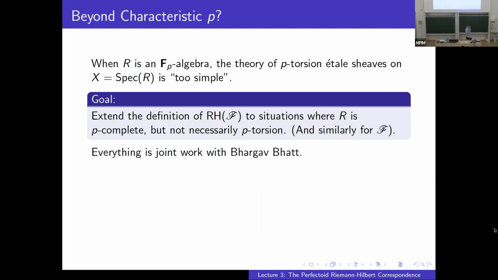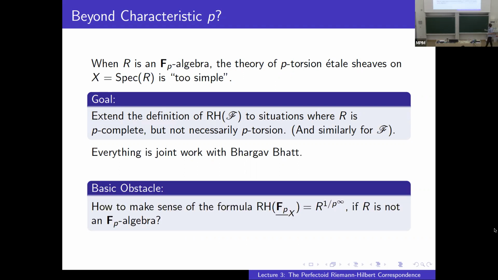Okay, so what's the obstacle? On the previous slide, I gave you a formula for the Riemann-Hilbert functor, at least what it should do on generators. Why don't you just take the same formula? And the problem is that the formula involved this notion of perfection. And that's a sort of characteristic P idea. So what should replace it?